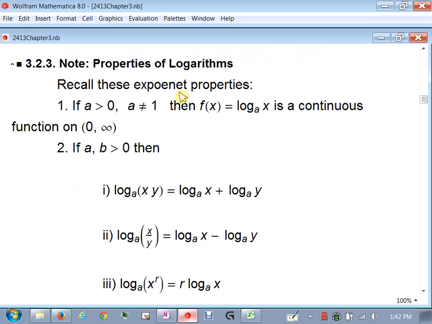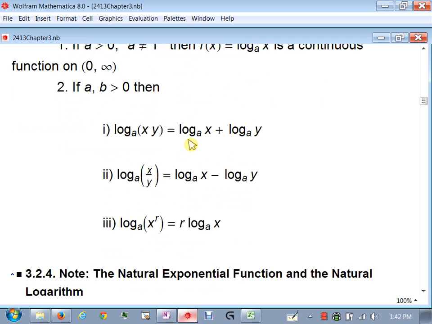Then you had all these properties of logs. I'm going to use these today, so let's make sure you understand them. There was a point in college algebra where you were probably asked to condense or expand logarithmic expressions, and you used all these properties. It said if you have a log and you have 2 things being multiplied inside the log, you could split it into 2 logs. Do you all remember that or not?